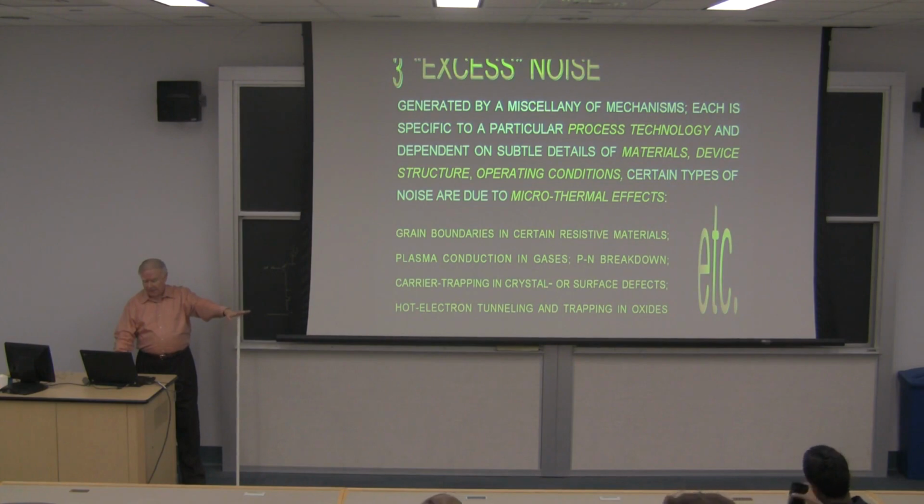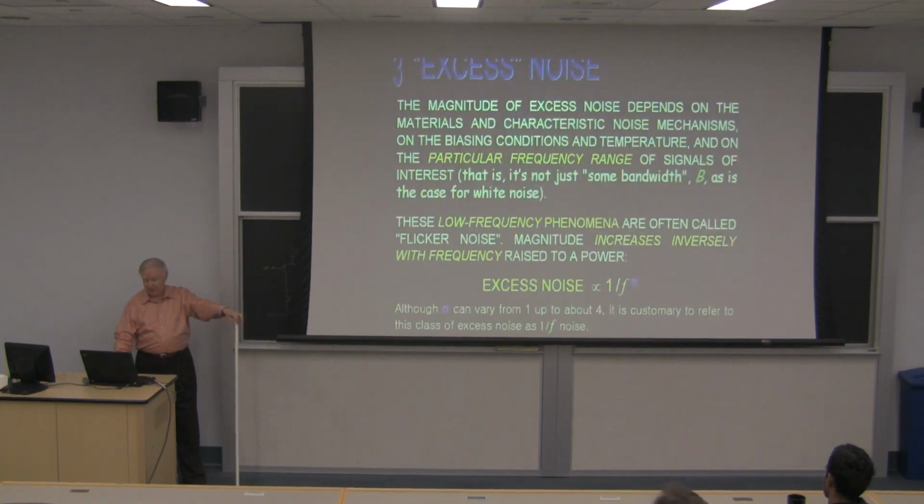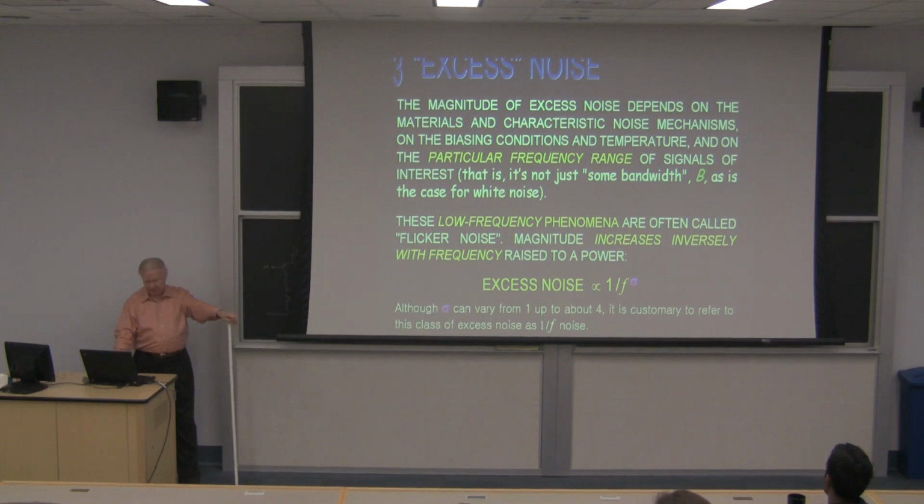And then we have these many excess things like grain boundaries in resistive materials, in gases where the conduction is by plasmas, the breakdown behavior of p-n junctions, carrier trapping in surface defects, tunneling, and trapping oxide. So these are all called excess, and they're generally said to be 1/f. But as I said before, it's more like 1/f to sigma or some factor. But it's not uncommon for that factor to be as high as 4. But still, we call all of these kinds of excess noise phenomena at low frequencies 1/f. It's just easy to say.